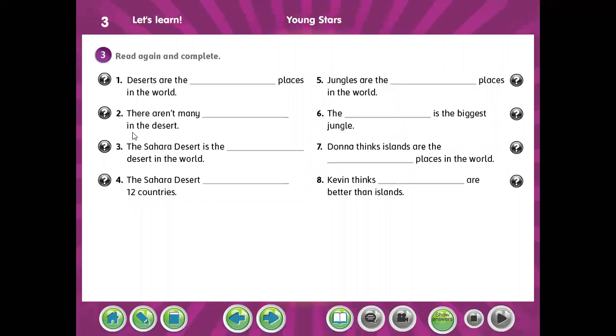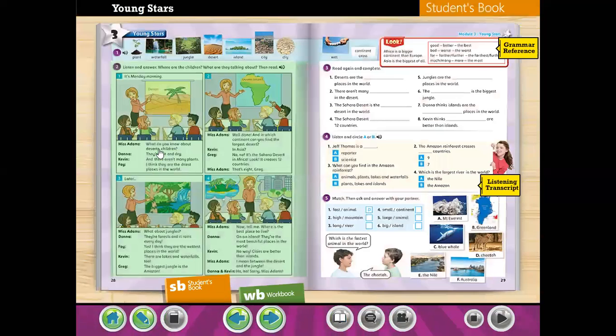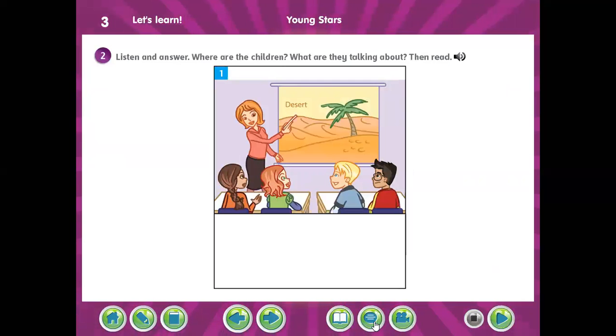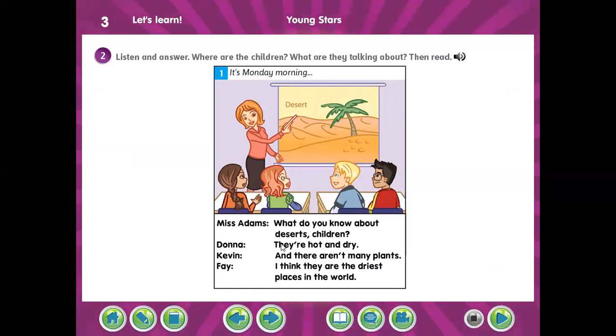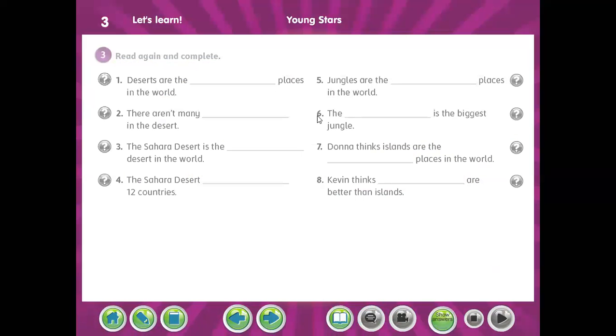One minute more, please. Read. It's not so difficult. This activity is easy. Okay, find this. Deserts are the... and you go to the story and find that part. Okay, you need to find. Let's read to complete this activity.